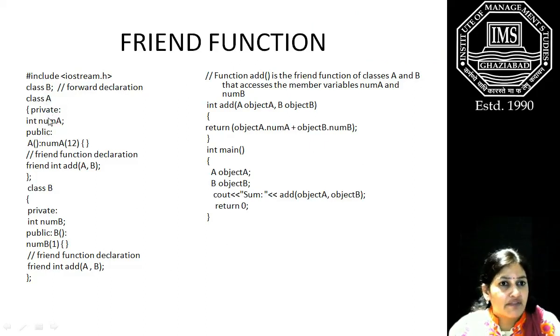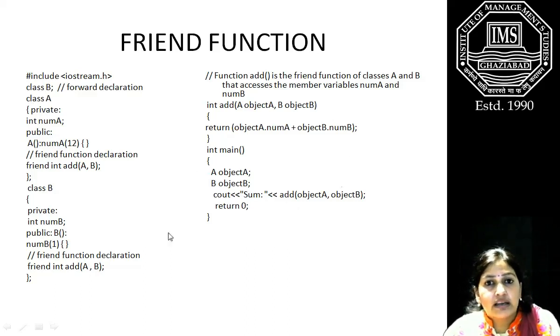Class A contains a private member numA and a friend function add. The add function is receiving as arguments two objects, one of class A and one of class B. Now class B has the data member numB, and it contains a friend function named add, which takes objects of class A and class B.